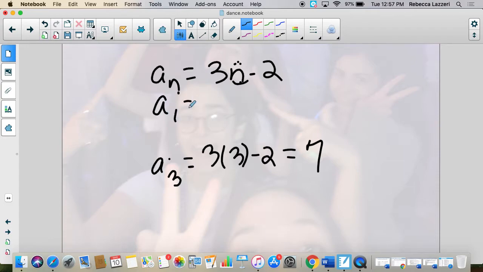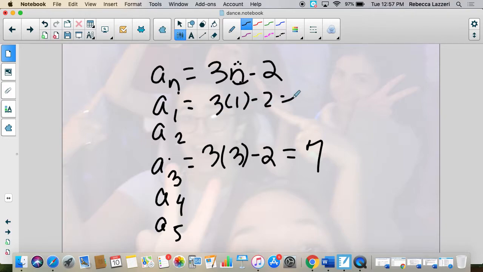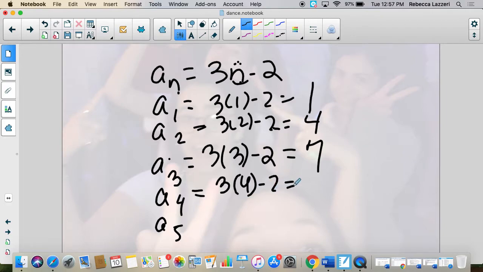All right, let's list the first 4 terms. You'll have this on homework. Sometimes they ask for the first 5, so let's do the first 5 terms. So a sub 1, a sub 2, a sub 3, a sub 4, a sub 5. A sub 1 is 3 times 1 minus 2, so it's 1. A sub 2 is 3 times 2 minus 2, so that's 6 minus 2, which is 4. A sub 3 is 7. A sub 4 is 3 times the number of the term minus 2, so that gives me 12 minus 2 is 10. You could probably predict what a sub 5 is going to be.